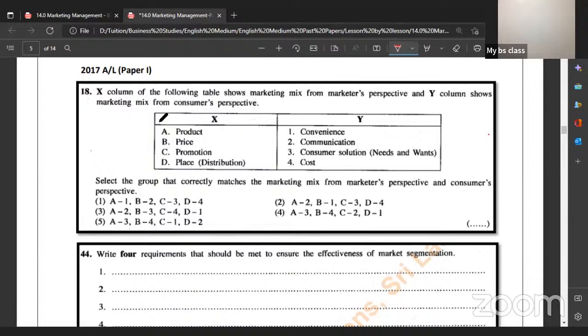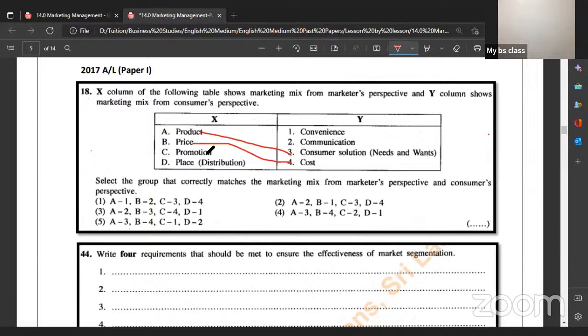Product means what the marketer offers to the market. It could be a good or service, or else the extended version of the product. Obviously that is to satisfy or fulfill the consumer's needs and wants. And then from the marketer's point of view, we charge a price for that, and it's a cost for the customer.